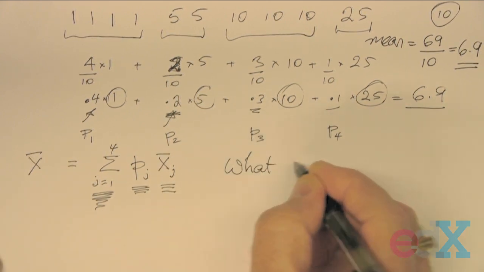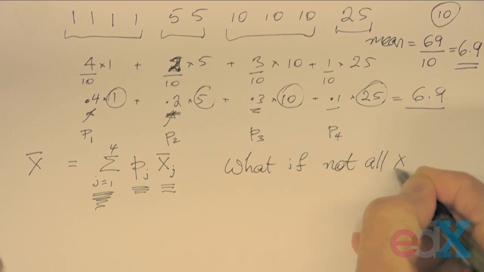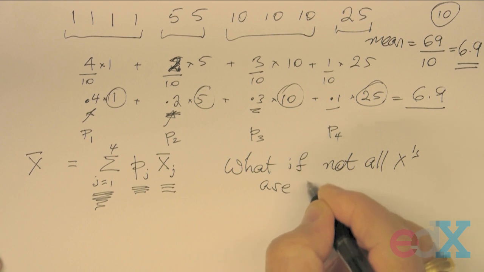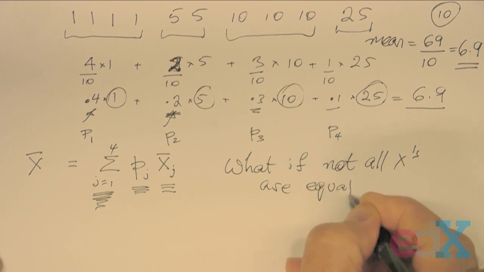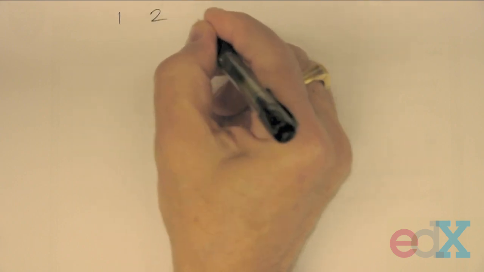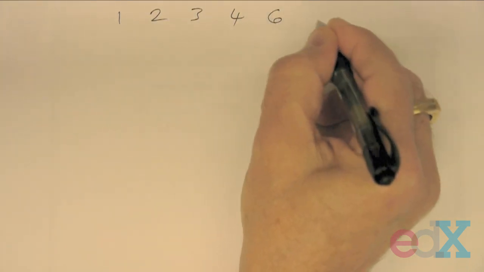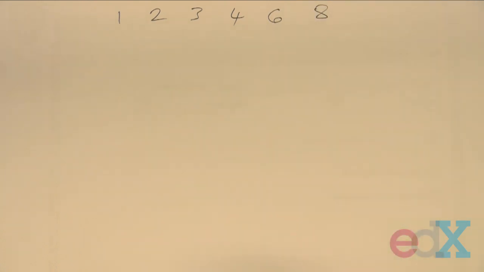Now, what if not all the x's are equal in a particular group? Does that make any difference? Can we still do the grouping? And the answer is yes. Let's just do it by example. Suppose that the numbers I have are, let's say, 1, 2, 3, 4, 6, 8. So there are my numbers.